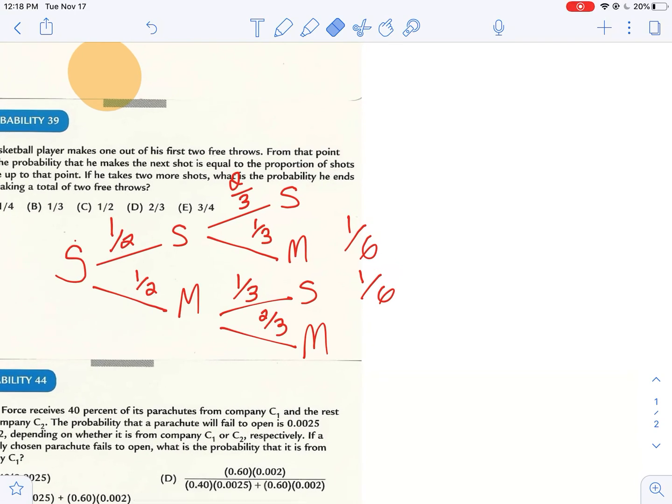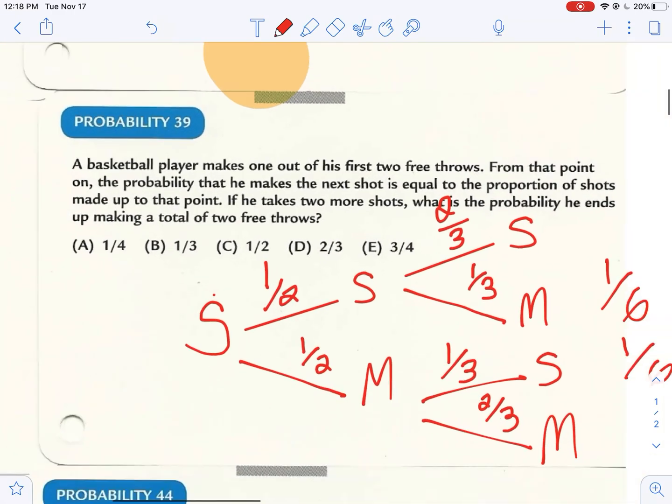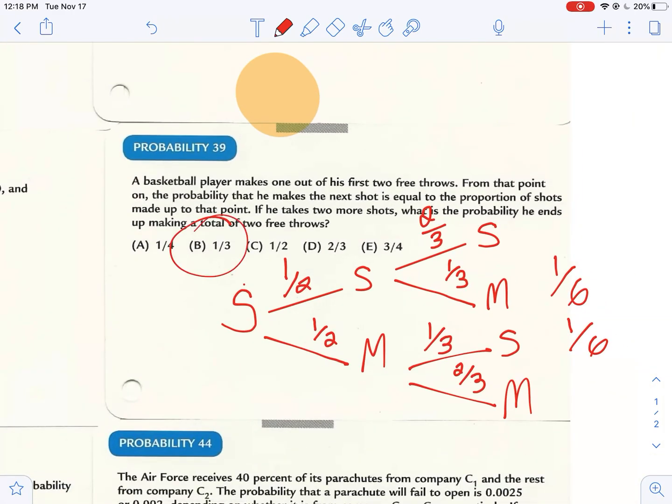So I got a 1 out of 6 chance of scoring, scoring, missing, and then a 1 out of 6 chance of scoring, missing, scoring. So if I add 1 out of 6 plus 1 out of 6, it gets me 2 out of 6, which simplifies to 1/3. And you will notice that is one of our options here, B.